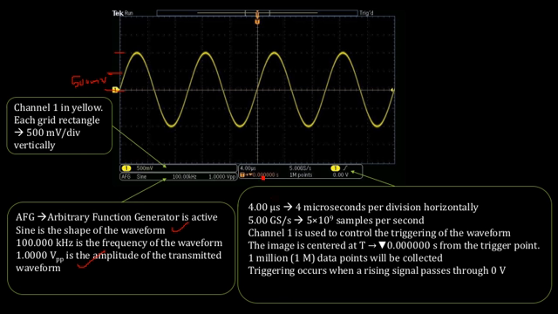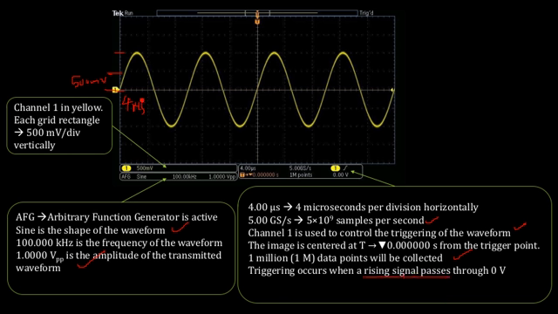Here you have 4 microsecond as the horizontal time period, and you have 5 into 10 raised to 9 samples per second available. Channel 1 is used to trigger it, and the image is centered at 0 seconds from the trigger point. So it is almost in synchronization with the trigger point, and you'll have 1 million data points collected. While you display it, 1 million data points will be collected and saved into the memory location, and the triggering will be occurring when the rising signal is passing through 0 volt.